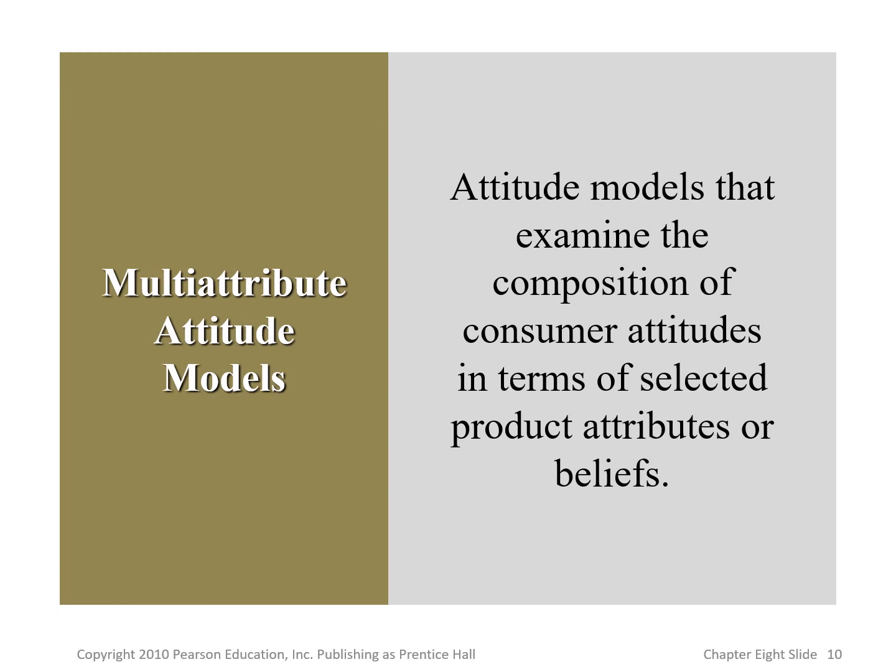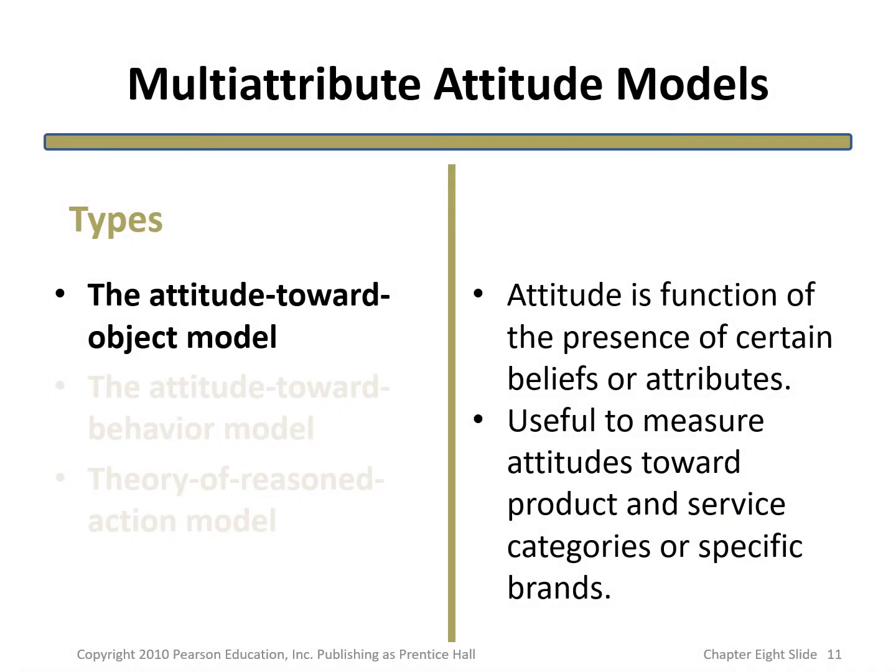The second structure model is the multi-attribute attitudes model. Based on its definition, it is an attitude model that examines the composition of consumer attitudes in terms of selected product attributes or beliefs. There are several types of multi-attribute attitudes model. The first one is the attitude toward object model. This is attitude as a function of the presence of certain beliefs or attributes, useful to measure attitude toward product and service categories or a specific brand.